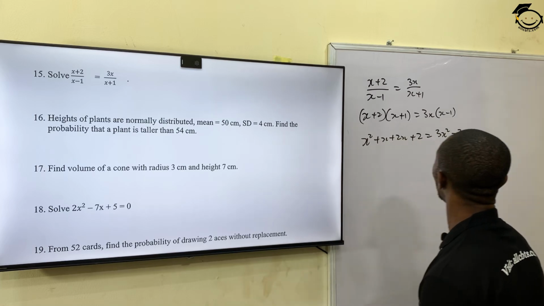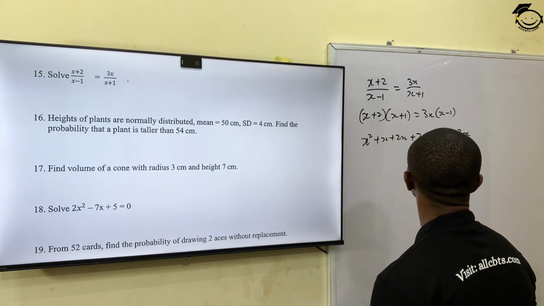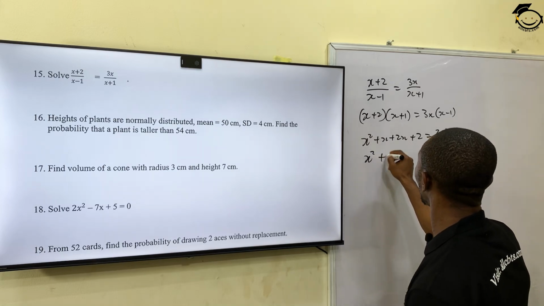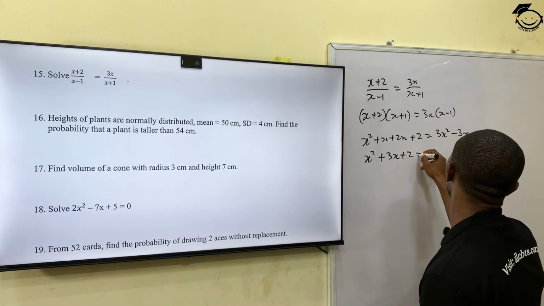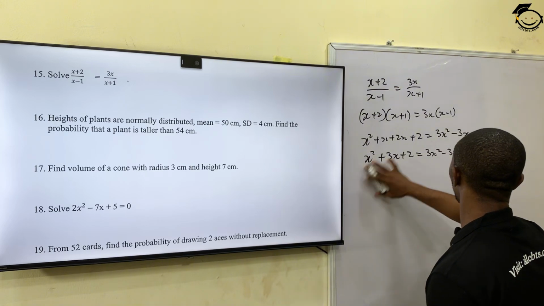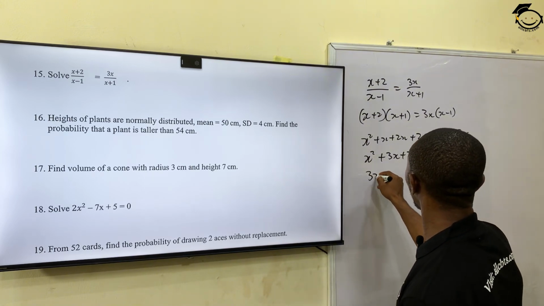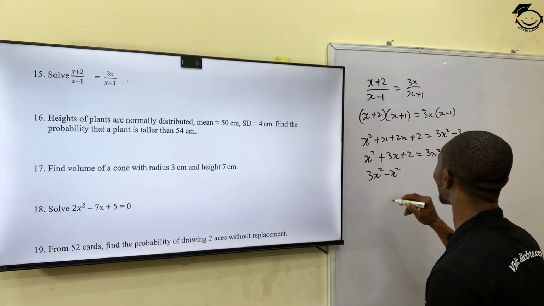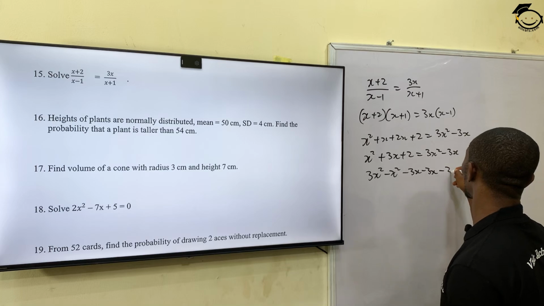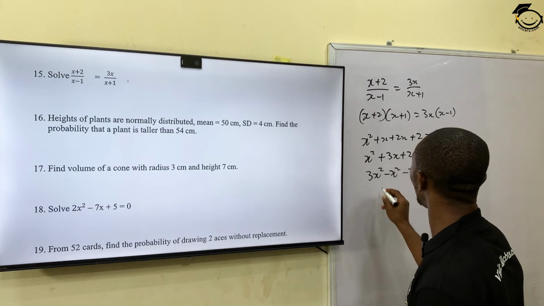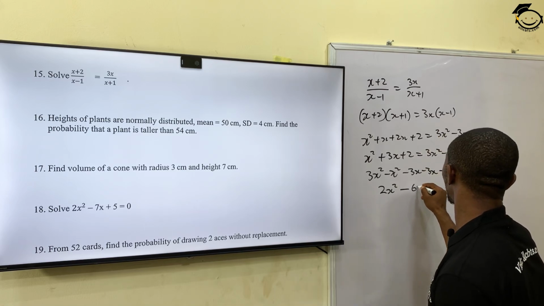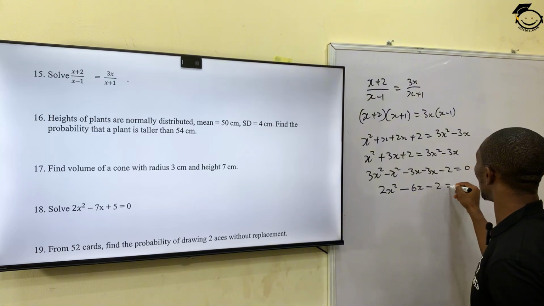Okay, now from here, let's collect like terms. This will become x squared plus 3x plus 2 equals 3x squared minus 3x. All right, moving this over to this side, we have 3x squared minus x squared minus 3x minus 3x minus 2 equals 0. So this gives us 2x squared minus 6x minus 2 equals 0.